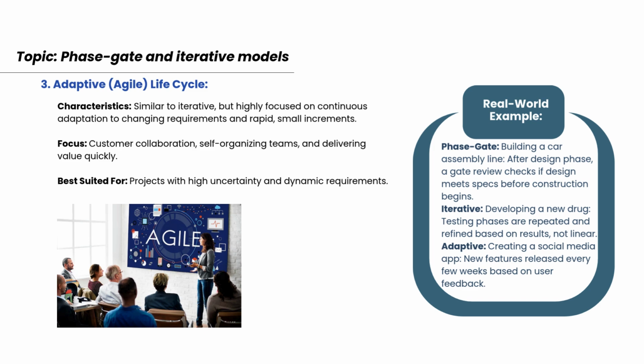Let's take a quick look at the real-world examples given. Phase gate, like building a car, where every stage is reviewed before moving ahead. Iterative, like developing a new drug, where testing and improvement are repeated. Adaptive, like launching a social media app, where features are continuously added based on user feedback.